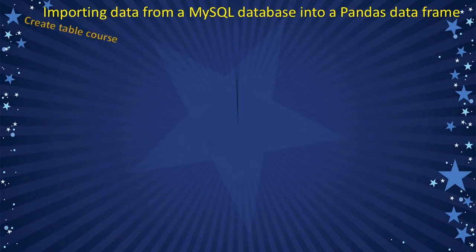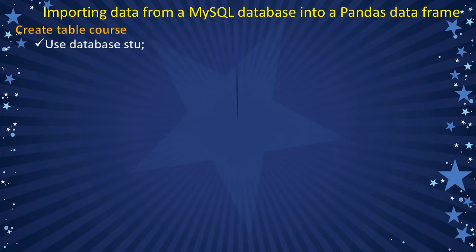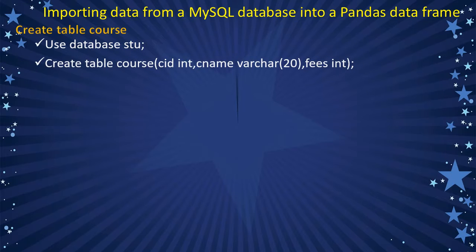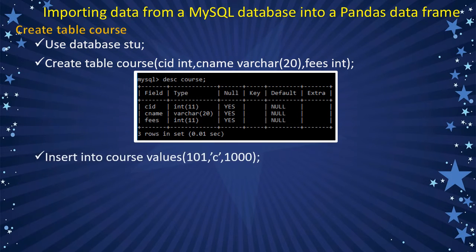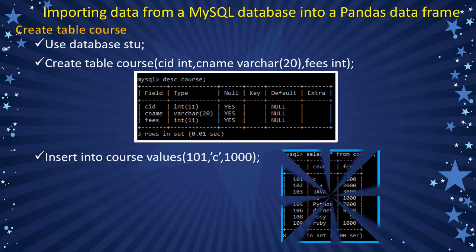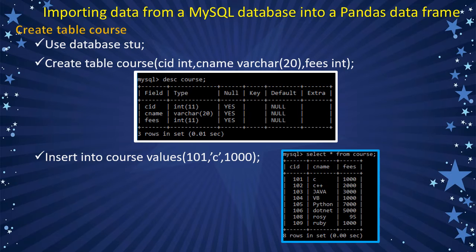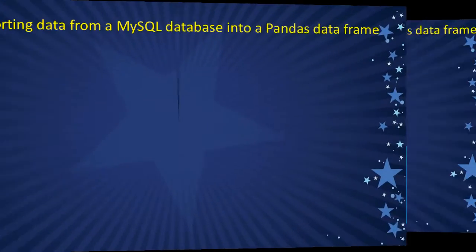So let's see. Here I'm going to create the table course. Database name is stu. So I open the database and the create table query is create table course with three columns: course ID, course name, fees. So the structure will come like that. In MySQL, I start to create the table, and I insert the values using the query insert into course table name values, giving three values. Likewise, I inserted 9 rows as mentioned in the picture.